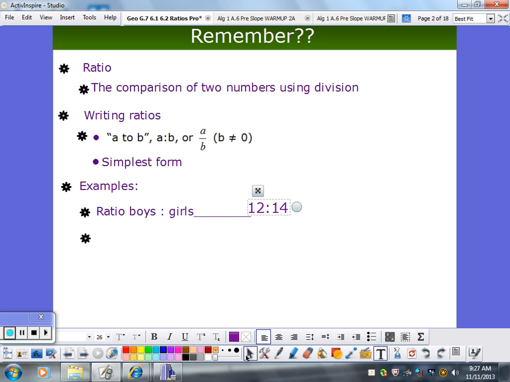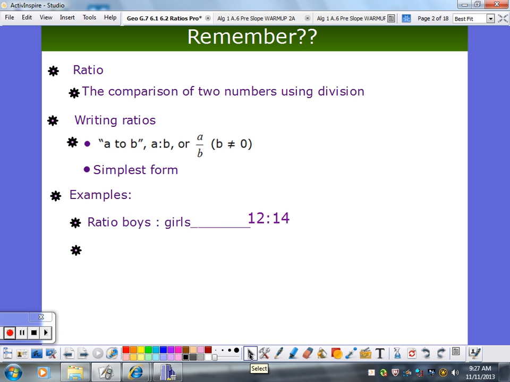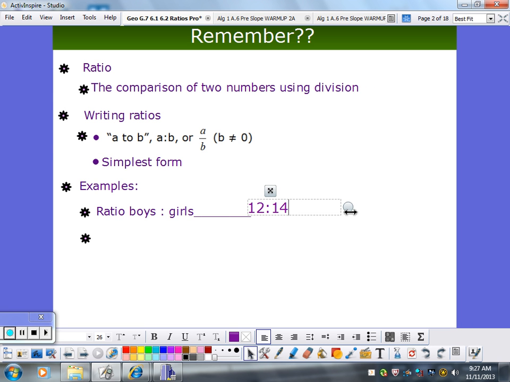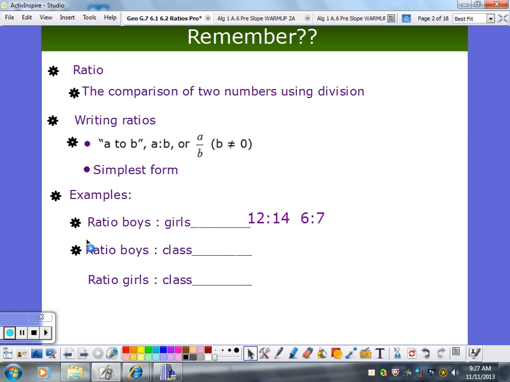Is that better? Okay, so it has to go in the same order. Say boys to girls, those numbers have to work that way. Can I leave it like that? Now what should it be? Right, we have to put it in simplest form. So divide by 2. So that's how we do it. So yes, we remember that. That was what, 5th grade, 6th grade? When did we do that? I don't even know, but a long time ago. That's a ratio.